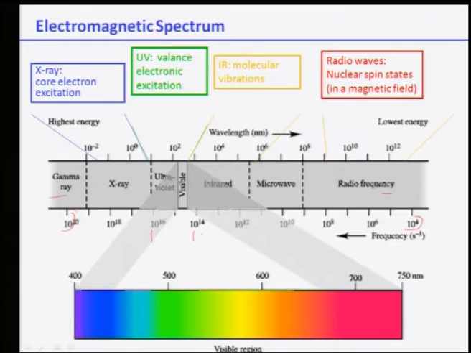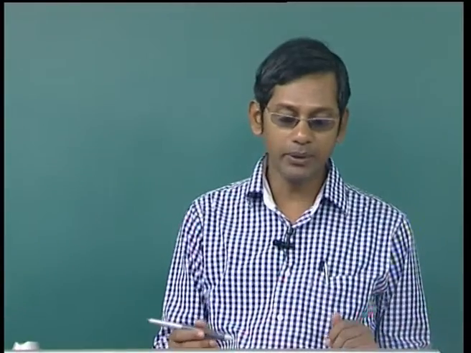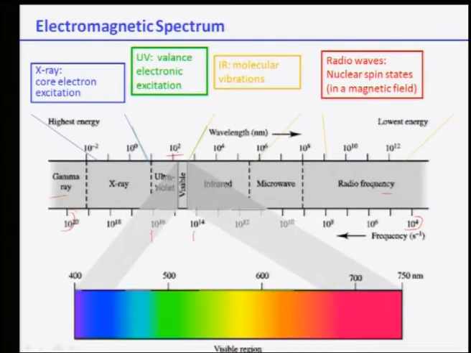That means the wavelength would be a couple of hundreds of nanometers, something like 180 to 470 nanometers in that range. And visible, we know it consists of a large number of wavelengths, from red to violet: red, orange, yellow, green, blue, indigo and violet, 7 colors are possible.